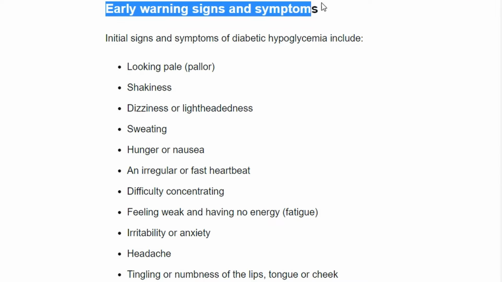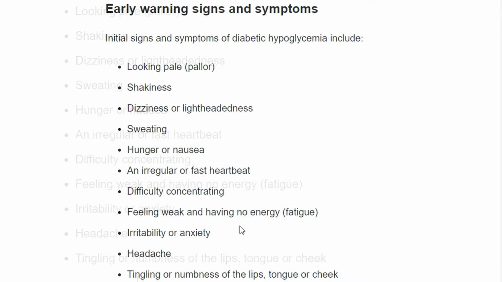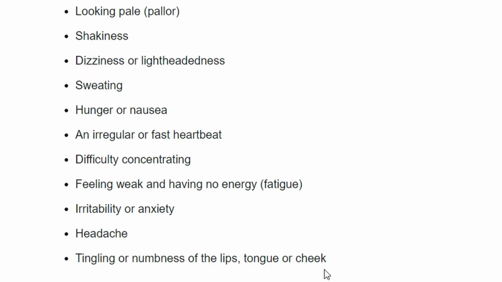In terms of early warning signs and symptoms, some of these things can occur with exercise in general. However, things like dizziness or lightheadedness, having difficulty concentrating, feeling extra weak and having no energy, or having tingling or numbness anywhere, well, yeah, those are all obviously really good indicators that something bad is happening, and you should probably act fast. When you have a diabetic client displaying any of the symptoms we just discussed, the first thing to do is to take a break.